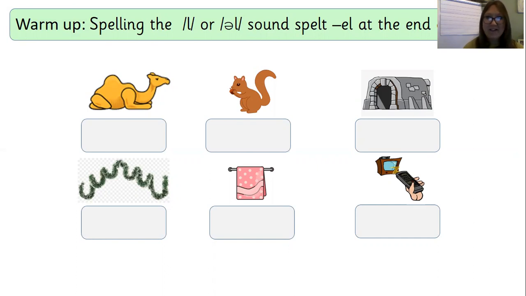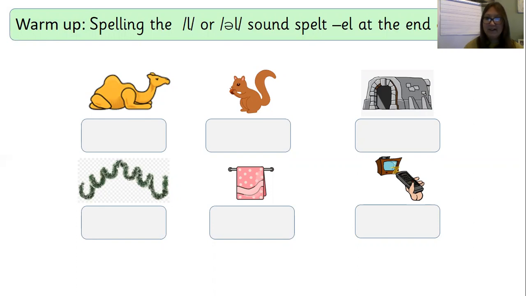Your next word to write down is tinsel. I like to hang tinsel up at Christmas. Write the word tinsel. If I'm going too fast at any point, put me on pause.